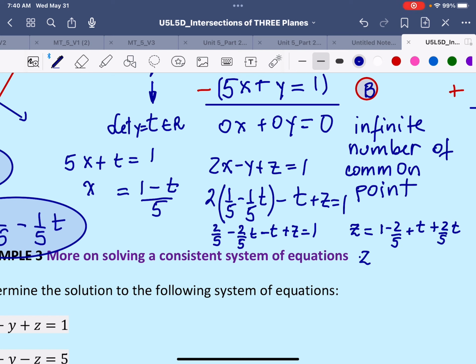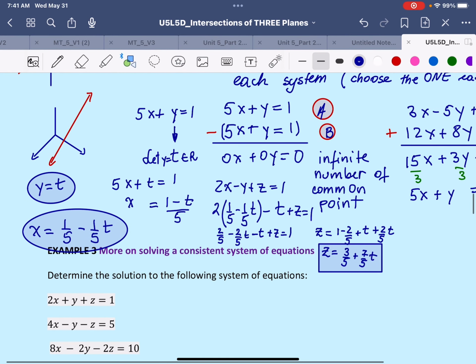Now let's simplify so we can figure out what z is. Obviously, you can use a calculator, but always try to use mental math whenever given an opportunity. So the number 1 is 5 over 5 minus 2 over 5. That makes 3 over 5. And here we have t plus 2 over 5 t. That means 5t over 5 plus 2t over 5. That makes 7 over 5 t. So with this, we have derived an equation for the variable z as well.